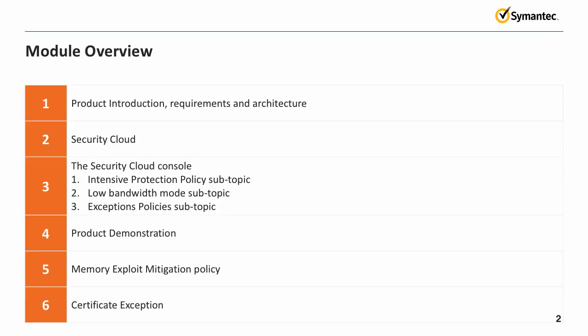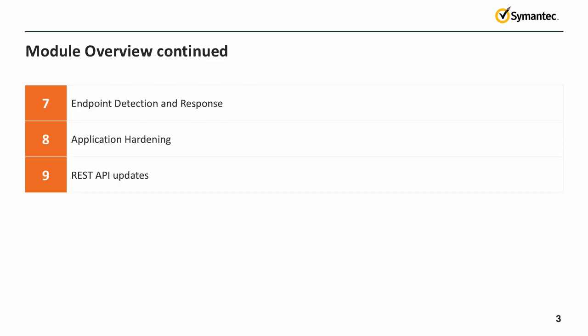In this module overview, we'll be discussing the following topics: product introduction, requirements, and architecture, Security Cloud, the Security Cloud console. We'll take a brief look at a product demonstration. We'll be discussing the memory exploit mitigation policy and a certificate exception. We'll also discuss endpoint detection and response, application hardening, and end with a look at REST API updates.